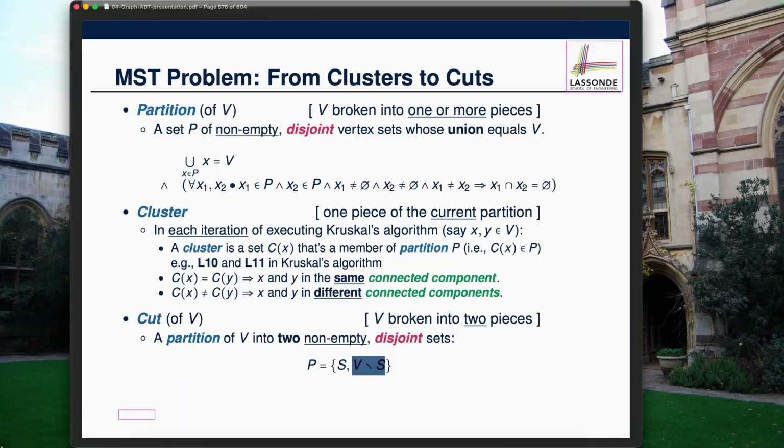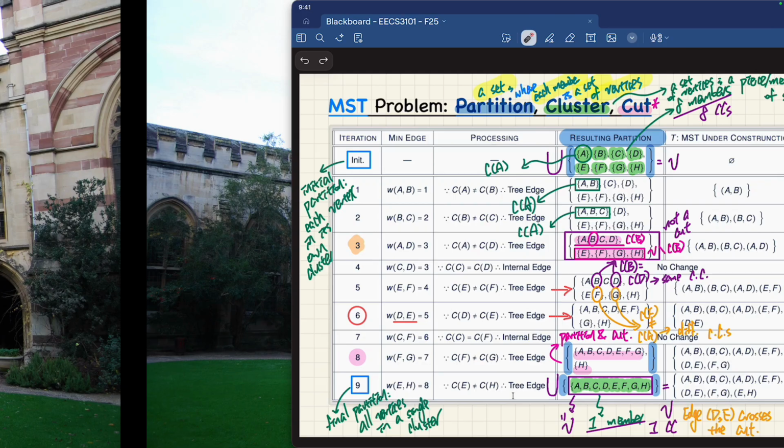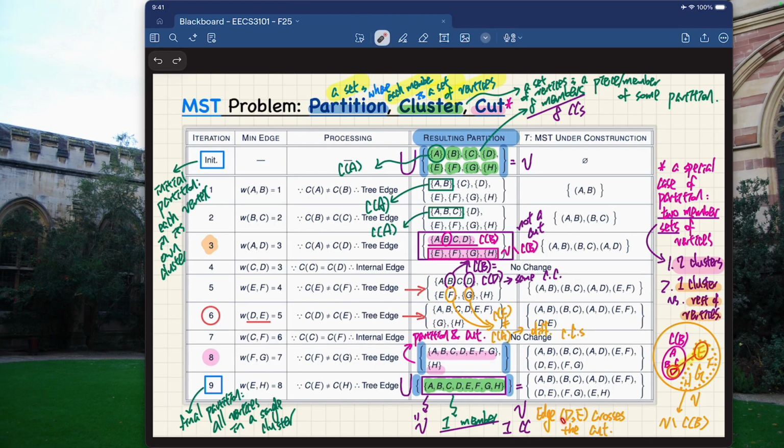Okay, so that's the definition I want to show to you, the term. We say an edge crosses the cut if, of the endpoints, one of them is in one set and the other one is in the other set. You can think about the two endpoints, D and E. D is in one set and E is in the other set right here. So we say it crosses the cut. That'll be the final definition you have to understand first before we can move on.